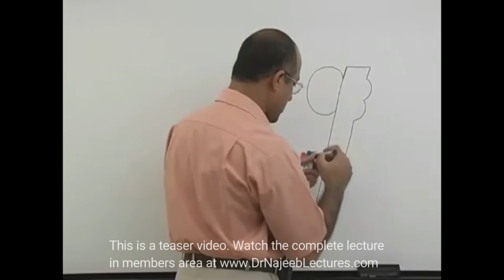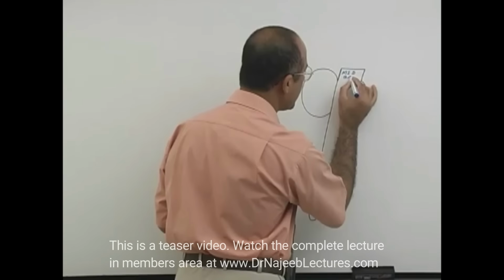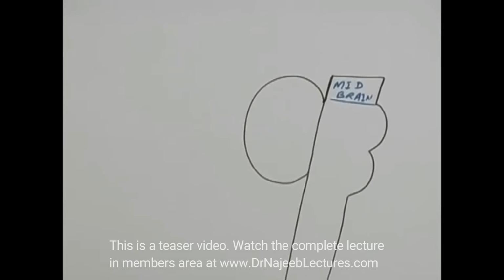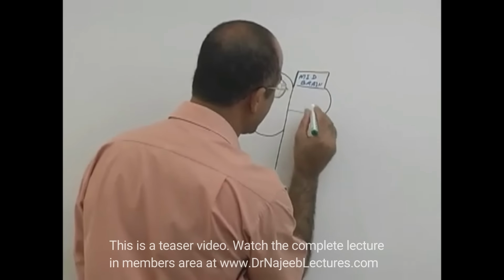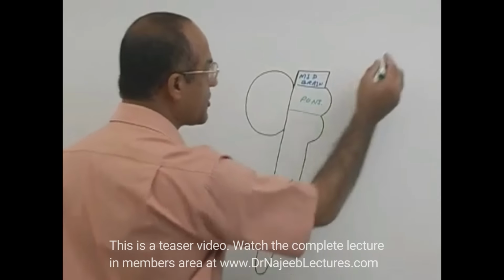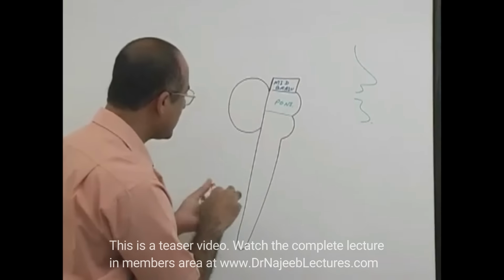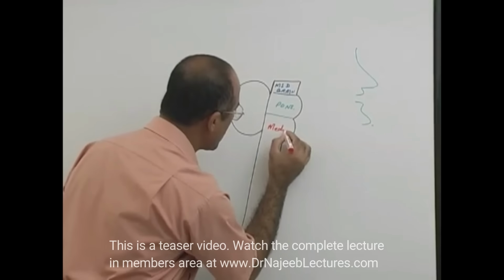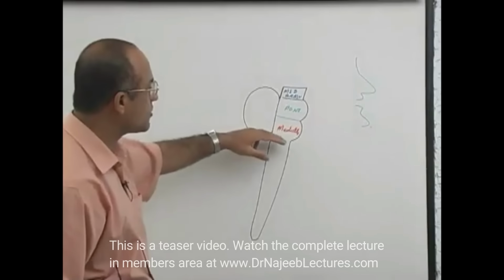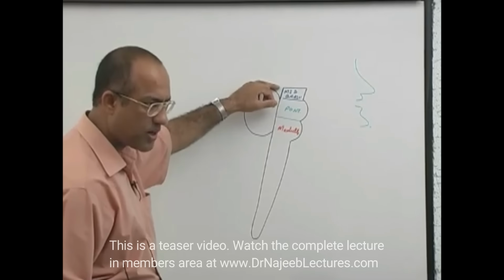Now, this part of brain stem is called midbrain. Another name for this is mesencephalon. And this part of the brain stem is called pons. This is the anterior side, and here it is posterior. And what is this? Medulla. In this series of lectures, we are going to discuss first medulla in detail, then the pons in detail, and then the midbrain.